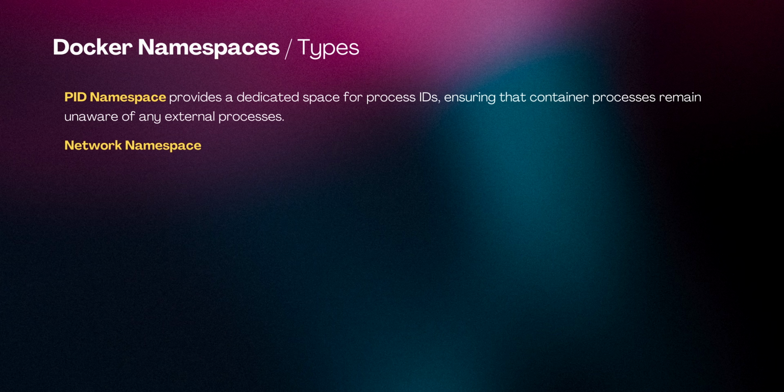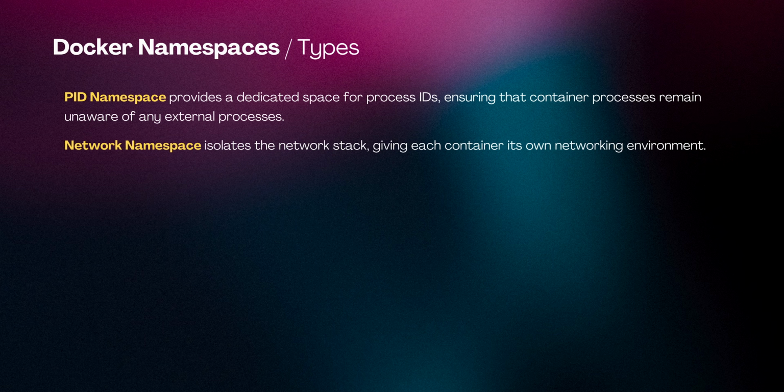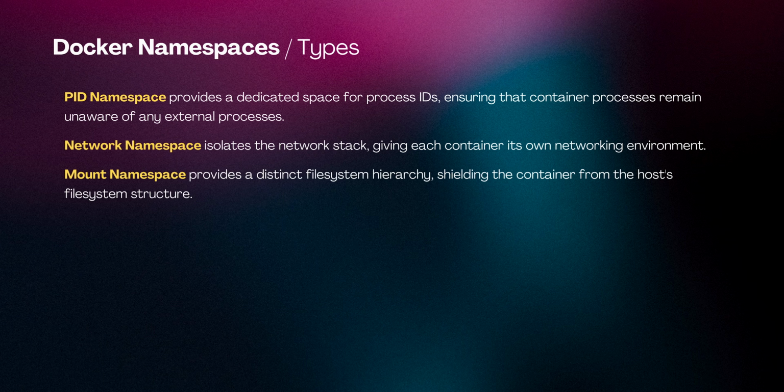Network namespace. It isolates the network stack, giving each container its own networking environment. Mount namespace. It provides a distinct file system hierarchy, shielding the container from the host's file system structure.